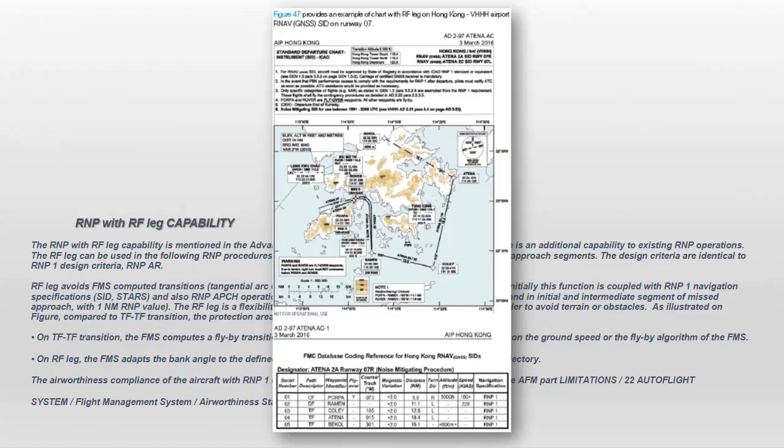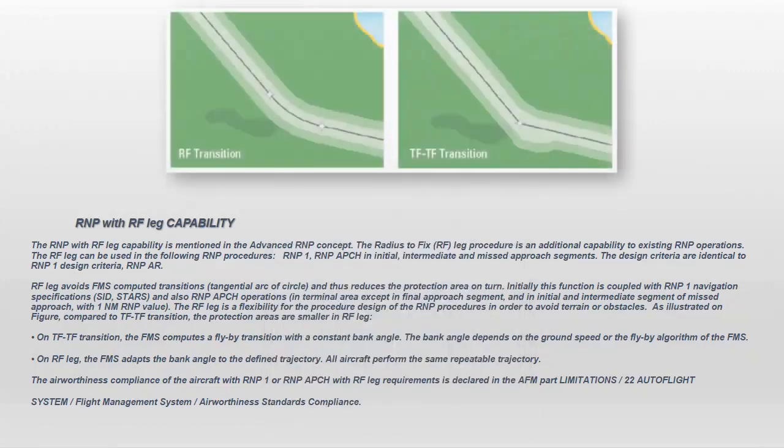The radius to fix leg is a flexibility for the procedure design of the RNP procedures in order to avoid terrain or obstacles. As illustrated on figure, compared to track to a fix transition, the protection areas are smaller in radius to fix leg. On track to a fix transition, the FMS computes a flyby transition with a constant bank angle. The bank angle depends on the ground speed or the flyby algorithm of the FMS. On radius to fix leg, the FMS adapts the bank angle to the defined trajectory. All aircraft perform the same repeatable trajectory.